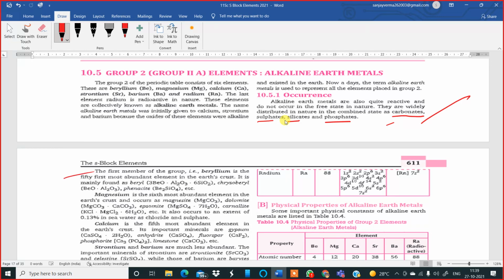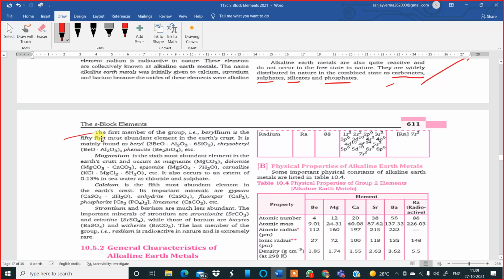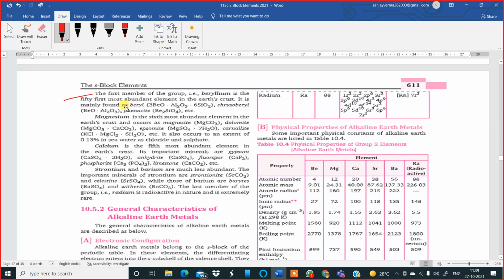Now, the first member of the group, that is beryllium, is the 51st most abundant element in the Earth's crust. It is mainly found as beryl, BeO.Al2O3.6SiO2, or chrysoberyl, BeO.Al2O3, or phenacite, Be2SiO4, etc. Now, magnesium, the next element in this group, is the sixth most abundant element in the Earth's crust and occurs as magnesite, MgCO3. This you try to remember for magnesium.